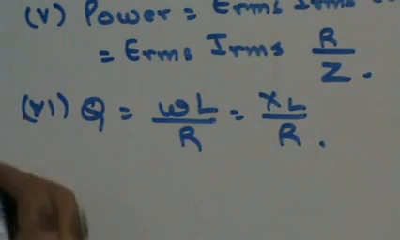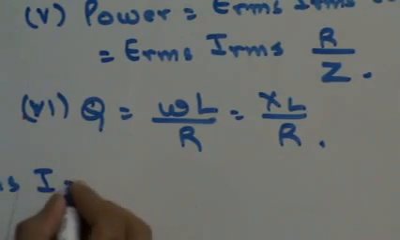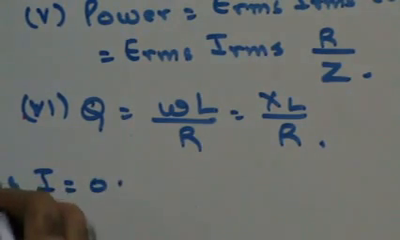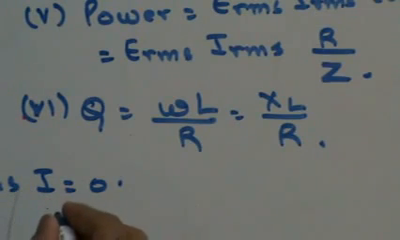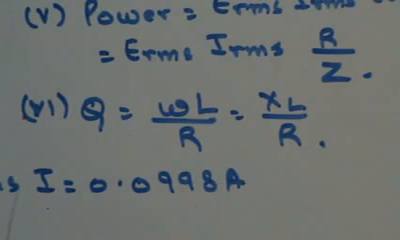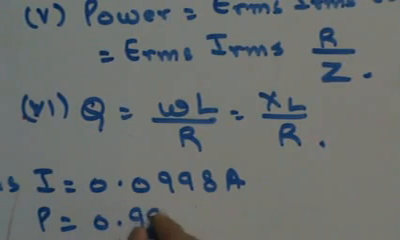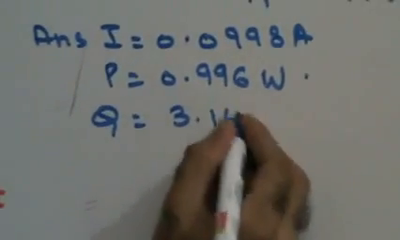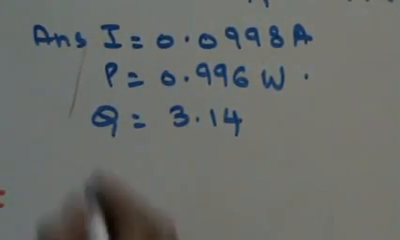The solution for this, the answer should be current is 0.0998 amps. Next, power factor is 0.996 watts, and voltage magnification factor is 3.14. Next, take on next one please.